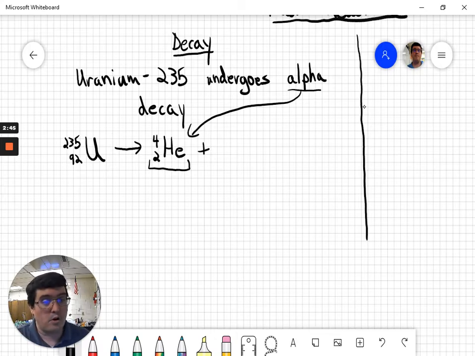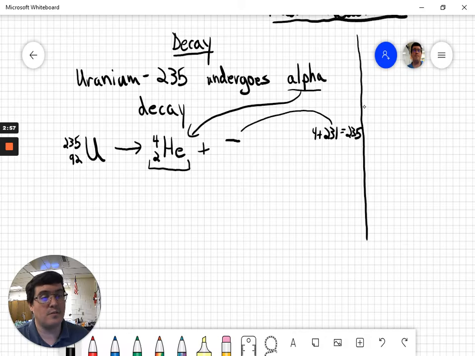Well, 4 plus what number will give me 235? 4 plus 231 equals 235. So I'm going to take that 231 and put it right here. On the bottom part, we've got 92 on the left and 2 on the right. So 2 plus what number will give me 92? Well, that would be 90. So we're going to put 90 down here on the bottom.